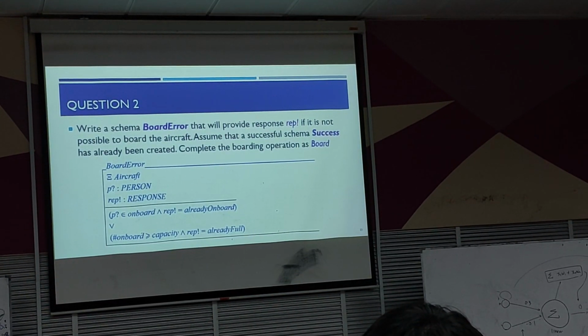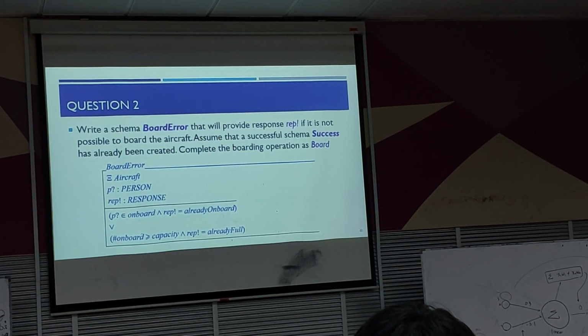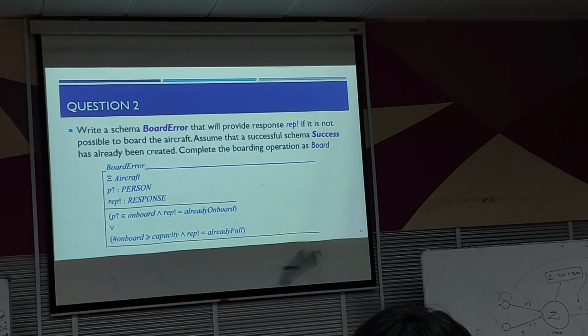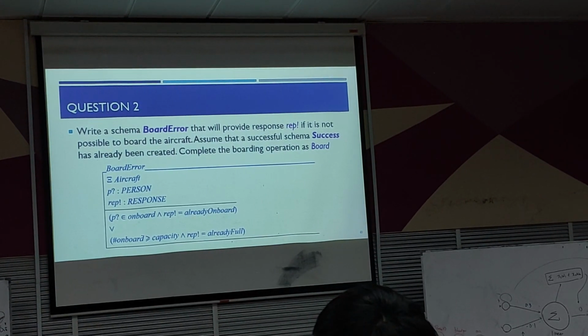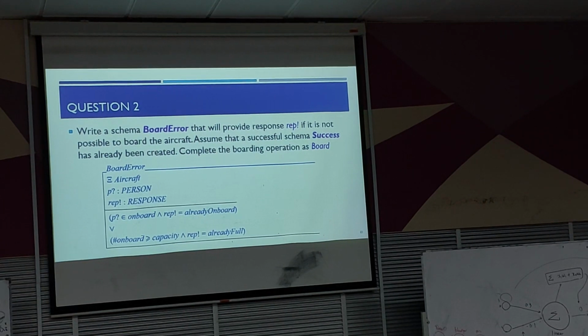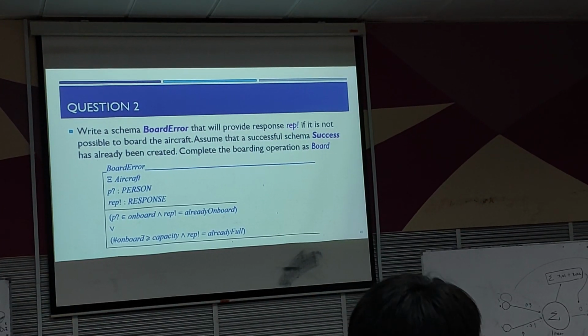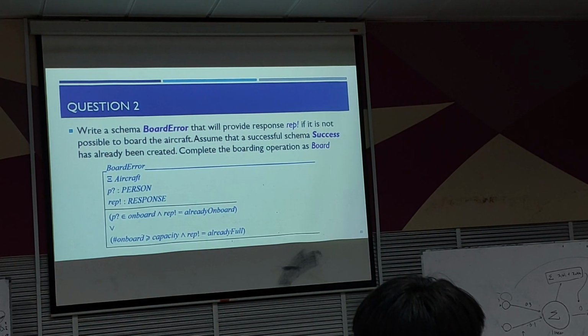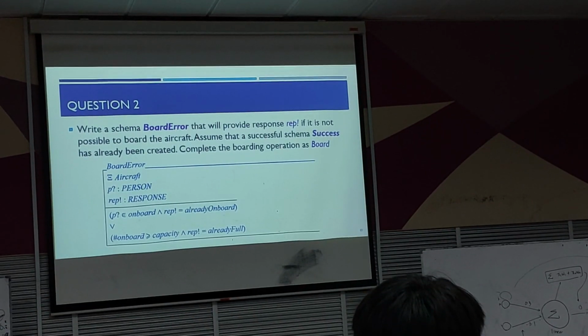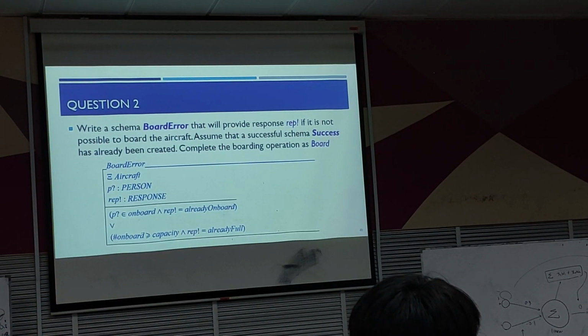So this is the combination. You can do individually, but the question here says write a schema, meaning only 1 schema. So that's why here we are doing combination for board error only. So combine 2 errors into 1. So refer to the question. If the question asks you to do individually, then you do individually. But if the question asks you to combine, then you combine like this.